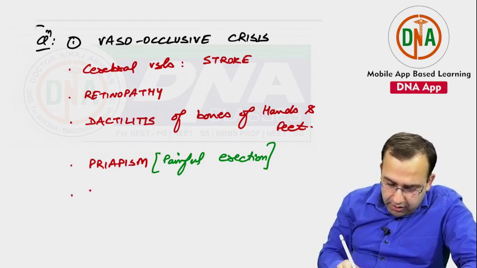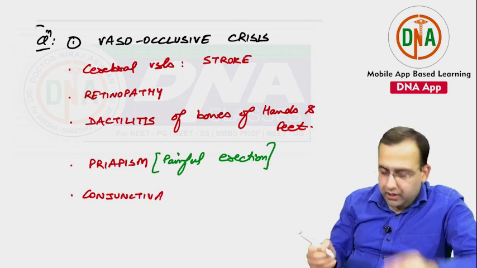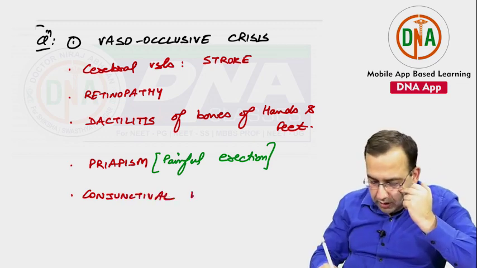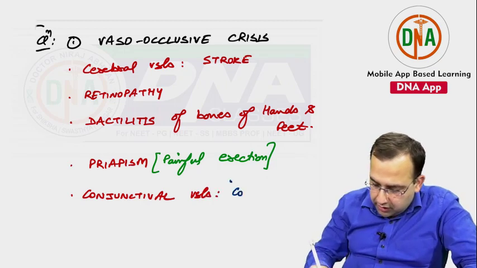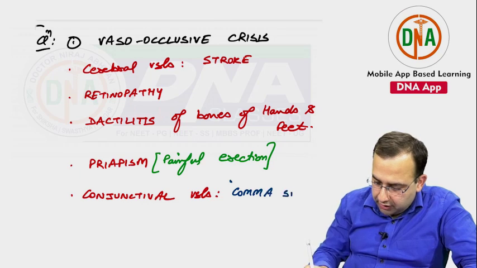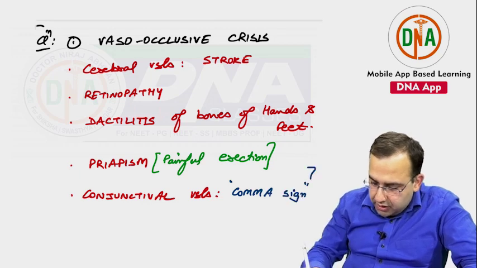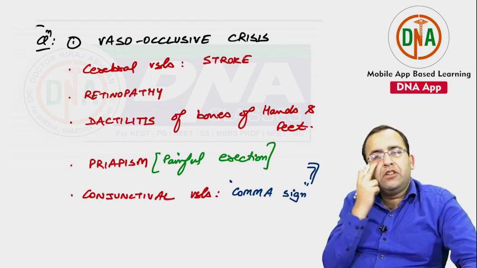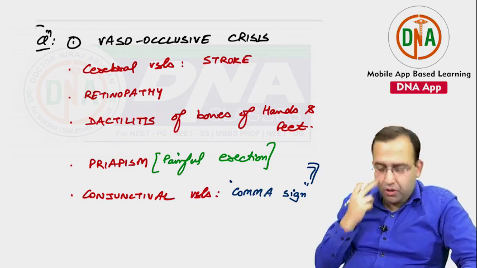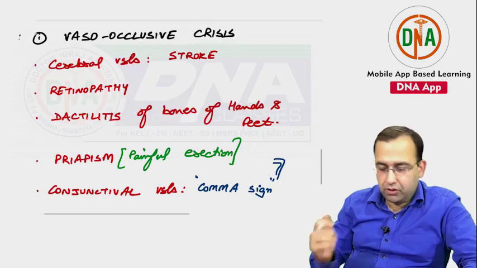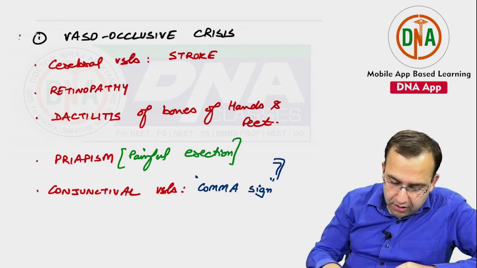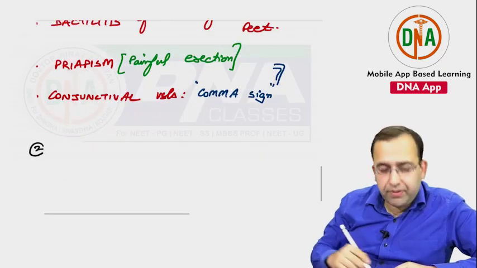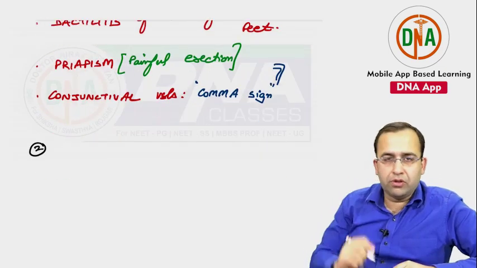And lastly, if there is vaso-occlusion of the conjunctival vessels, that is of the eye, it is associated with the classical comma sign. That is, the conjunctival vessel looks like a comma. That is vaso-occlusive crisis. Next, the next clinical feature. The first clinical feature was vaso-occlusion.